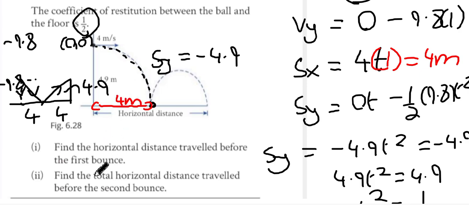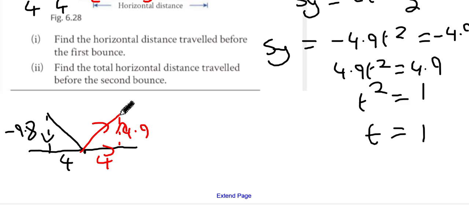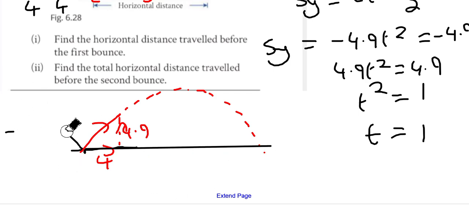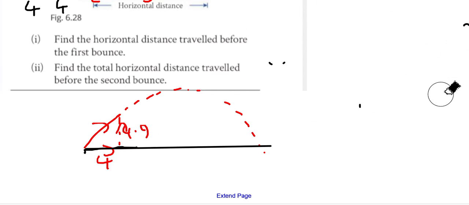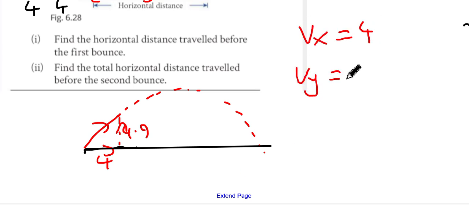Now, find the total horizontal distance traveled before the second bounce. Well, I'm going to recalibrate this whole question. Now I'm just on this part here. See the red part? That's what I'm on right now. And hell, I don't really care what came before it. So I'm just going to rub that out. Doesn't matter to me anymore. So now we're going to set up our 4 equations again. You ready? So let's set up these 4 equations. What's phi x? What's phi y?